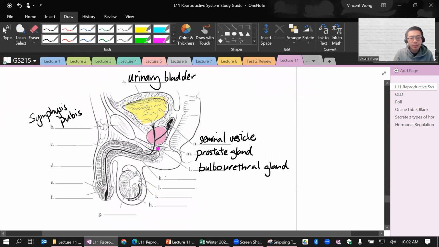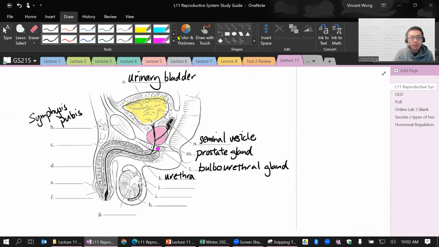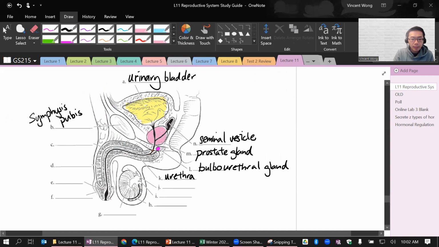K is the urethra. I can probably trace that out for you right there. This is the black line in the middle.